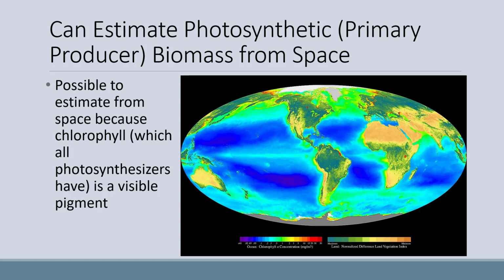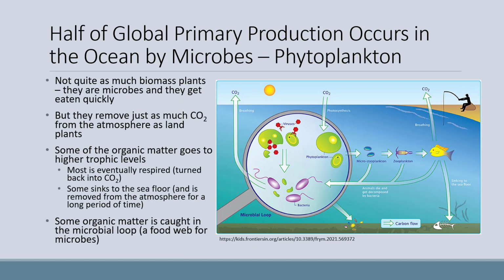I said that photosynthesizers are the main biological sink for CO2 because there are forms of microbial chemosynthesis that act as a sink for CO2 as well. They just aren't nearly as important globally. When we think of photosynthesis, we tend to think of plants, but half of all global primary production occurs in the ocean. This is done by photosynthetic microbes known as phytoplankton, and they can be prokaryotic or eukaryotic. They don't make up as much biomass as plants. They are microbes, which are really small, but they get eaten very quickly. But they remove just as much CO2 from the atmosphere as land plants.